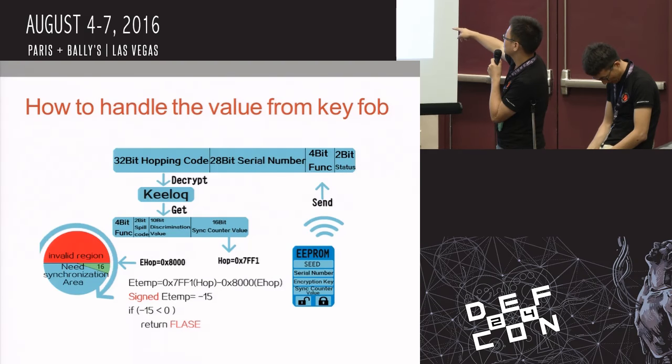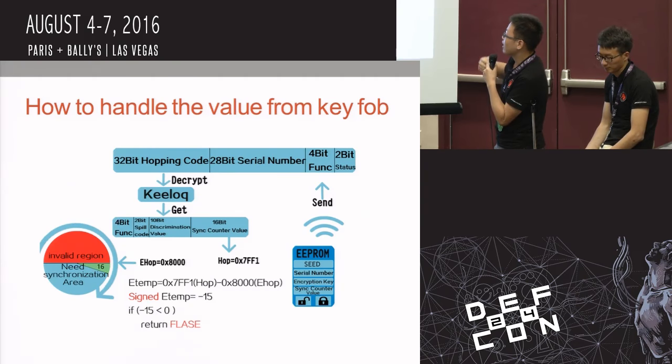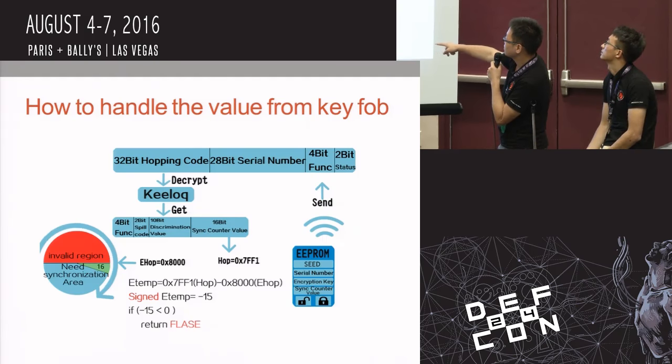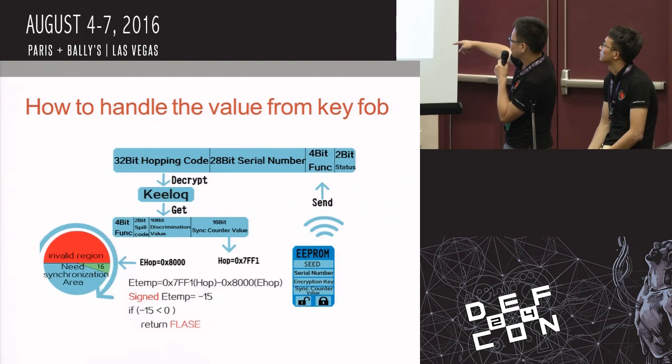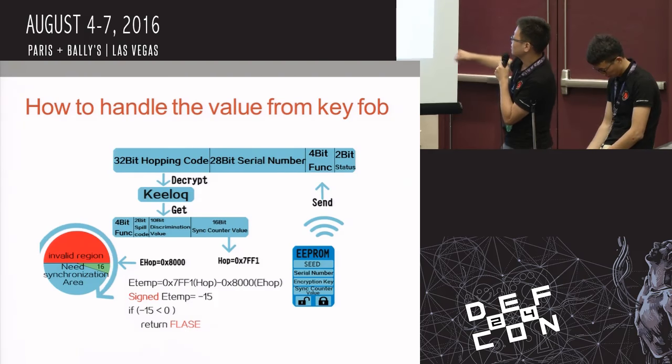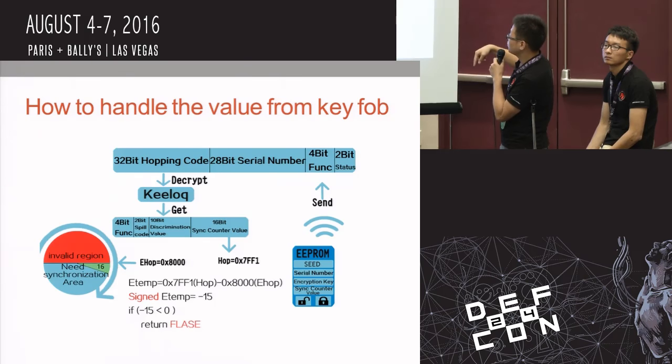The sync counter value is the most important. Suppose the sync counter value HOP is 7FF1, and EHOP means the sync counter value saved in the car. HOP minus EHOP gives ETEMP. That means the value is negative 15, so it's smaller than zero, so it returns false. That's the chip designer's intended behavior.